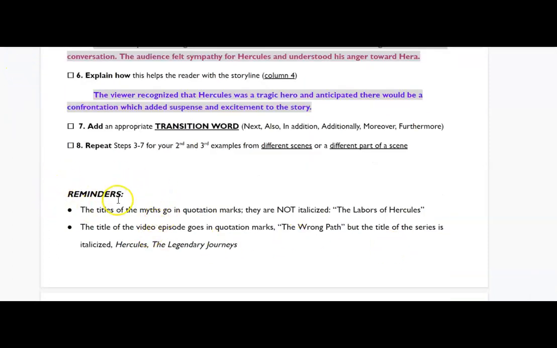So at the bottom of the checklist, there are some reminders. So the title of the myth goes in quotation marks. It's not underlined, it's not italicized, right? And I have it here, "The Labors of Hercules," because it's a short story. When it comes to the video, the episode title is considered the equivalent of a short story, and so that goes in quotation marks, "The Wrong Path." The title of the series is considered more like a book, and so that is italicized, not underlined, Hercules: The Legendary Journeys.